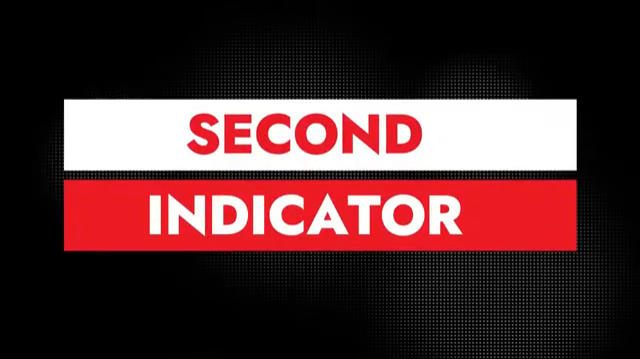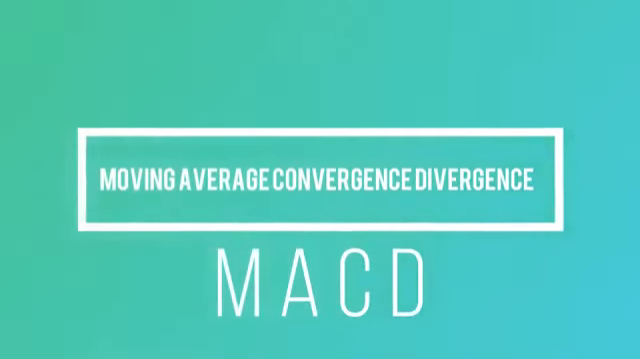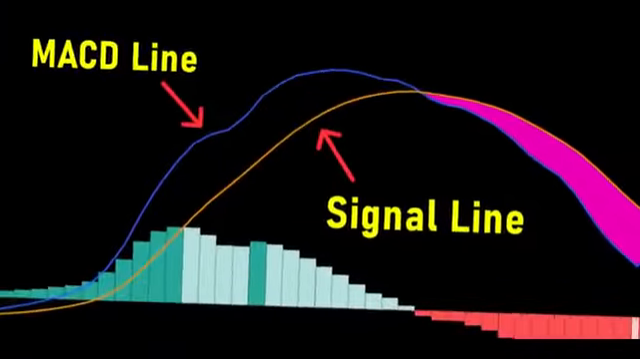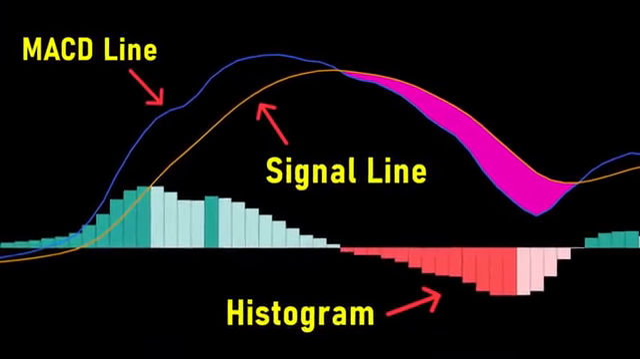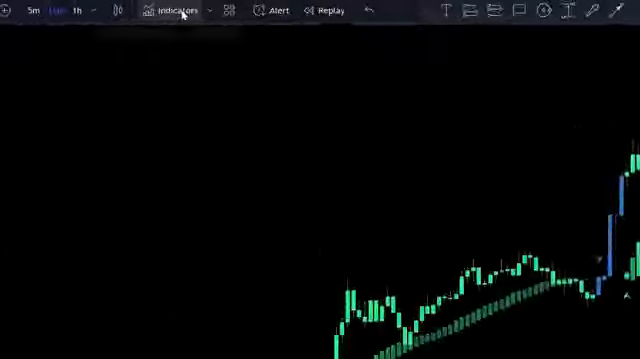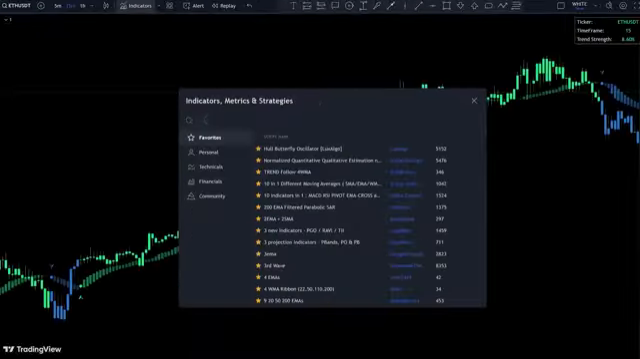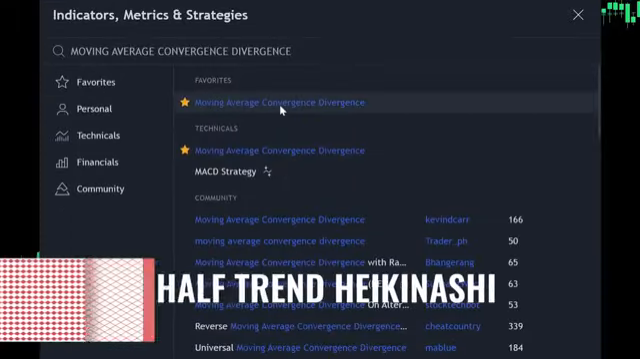It's time to introduce the second indicator that will help us make more informed trading decisions, the Moving Average Convergence Divergence or MACD indicator. This popular and versatile indicator provides valuable insights into the market's momentum, direction, and potential trend changes. To add the MACD to the chart, head back to the indicator section again, and this time type in Moving Average Convergence Divergence in the search bar. Once you found it, simply click on it to add it to the chart.